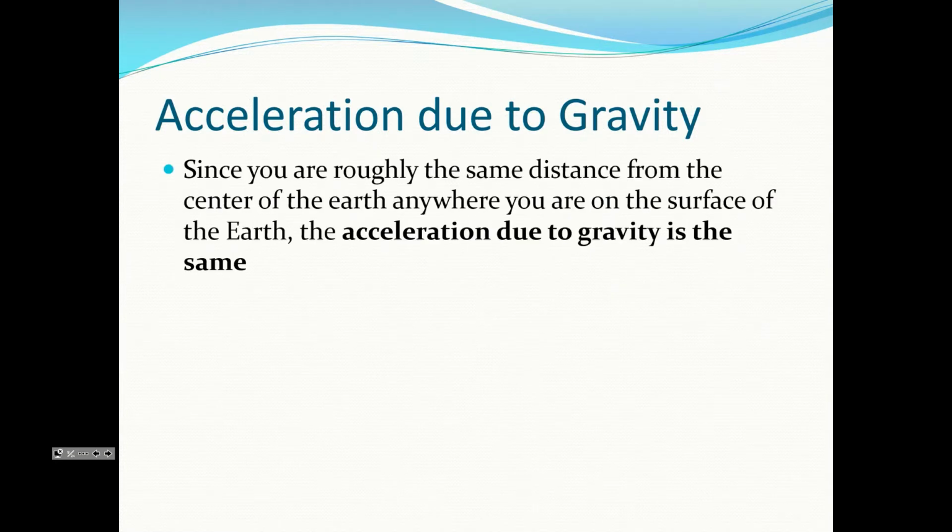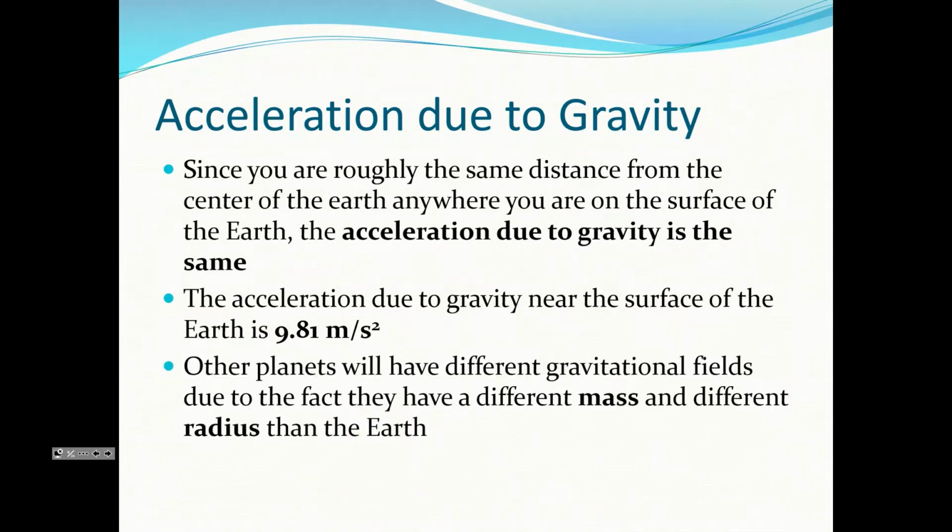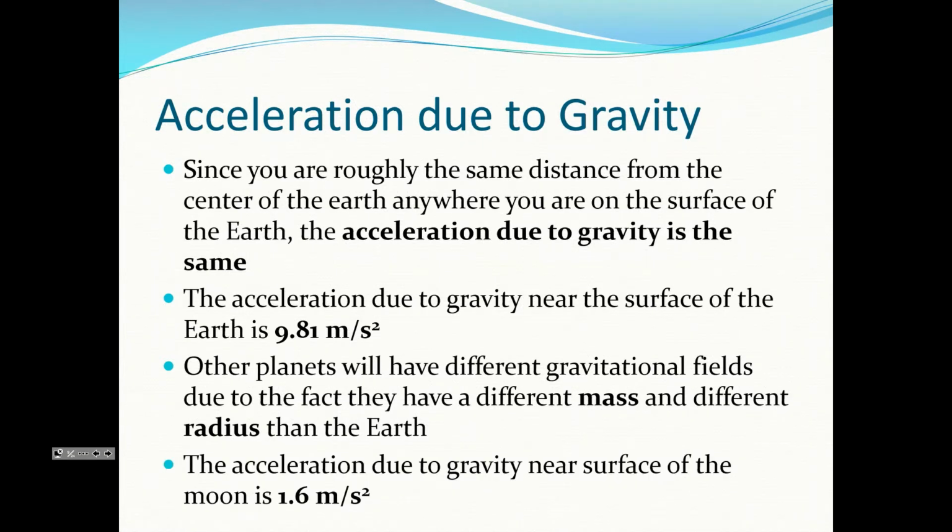Since you're roughly the same distance from the center of the Earth anywhere you are on the surface of the Earth, the acceleration due to gravity is the same, and the acceleration due to gravity near the surface of the Earth is 9.81 meters per second squared. If you go to another planet, there will be a different gravitational field because those planets have different masses and different radii, so you'd be a different distance from the center of that planet than you would be for Earth. For example, the acceleration due to gravity near the surface of the moon is 1.6 meters per second squared. The moon has a much smaller mass, and you're actually a little bit closer, but the smaller mass makes it a much smaller acceleration due to gravity.